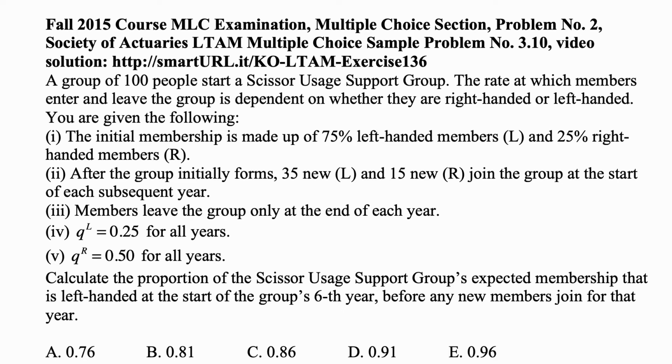QL equals 0.25 for all years, and you need to gather that this means the probability of dying within a year for a left-handed one, dying in the sense of leaving the group. And QR is 0.50 for all years. Calculate the proportion of the scissor usage support group expected membership that is left-handed at the start of the group's 6th year before any new members join for that year.